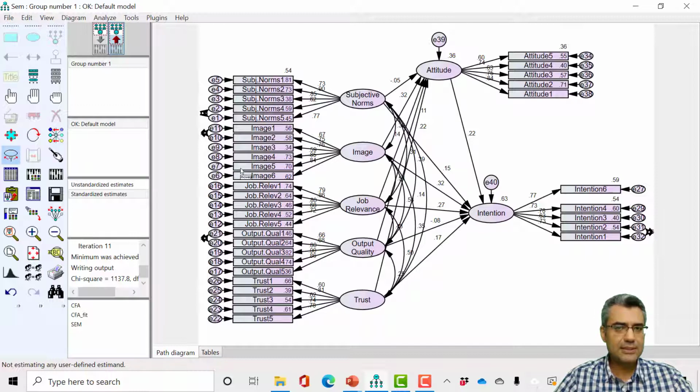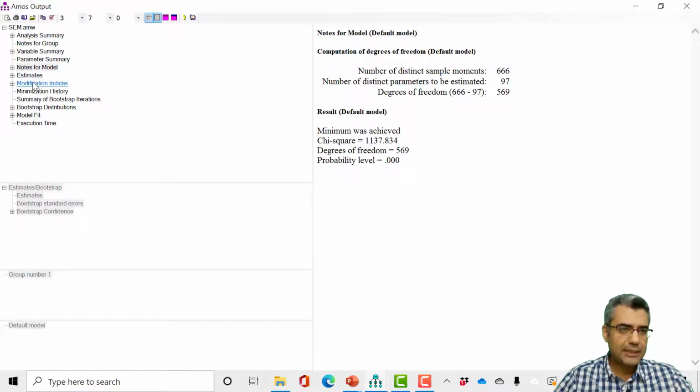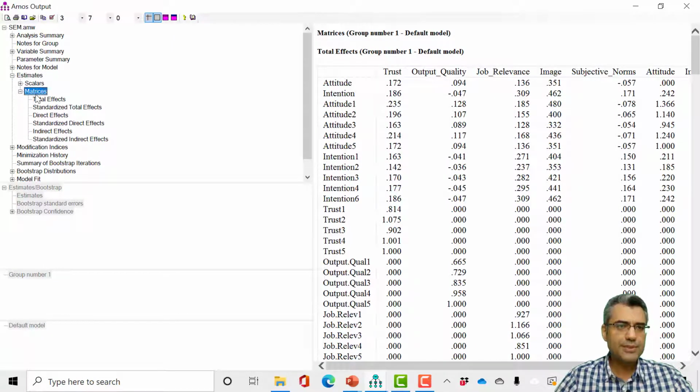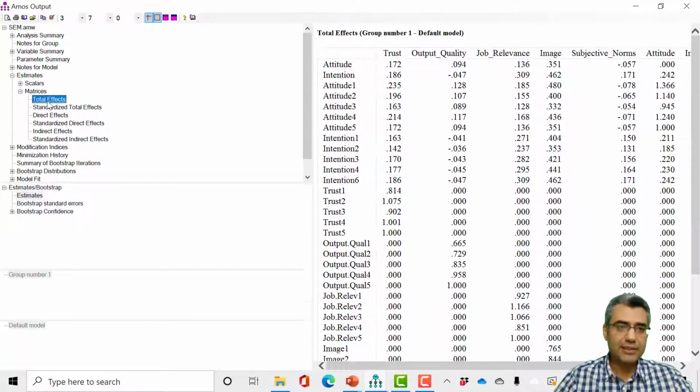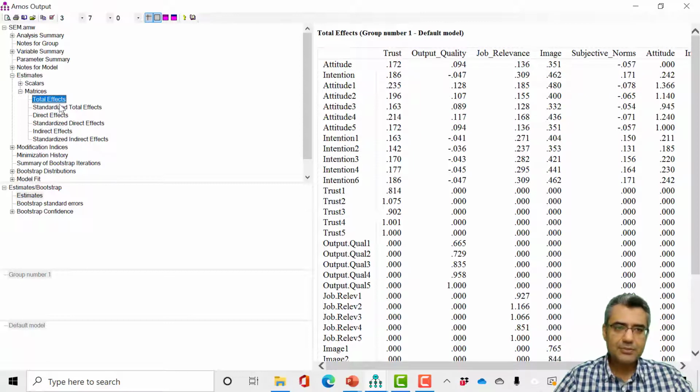We already know all these things, but now we want to see the indirect effects. So I click on view text to see the output, then go to estimates and matrices. Now, because you selected the bootstrapping tab, you now get the results for bootstrapping, and here you can see the total effects, direct effects and indirect effects. So for total effects, you can get unstandardized values and standardized values. That one is up to you.